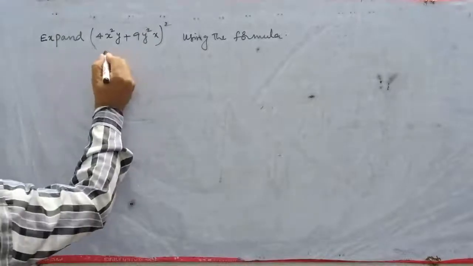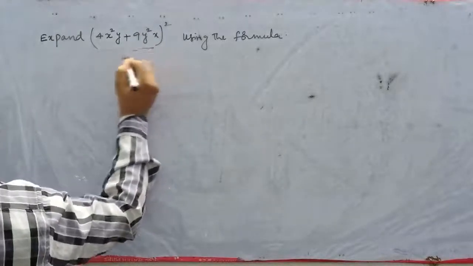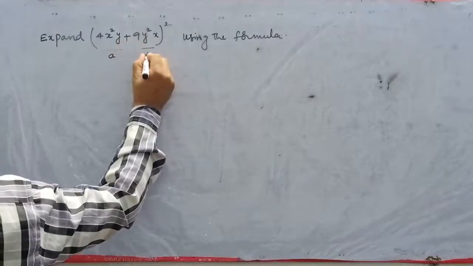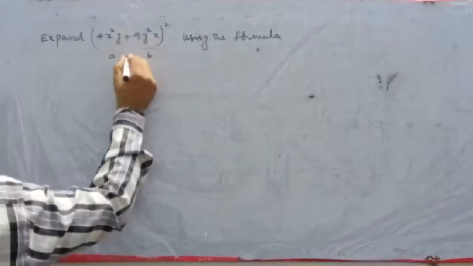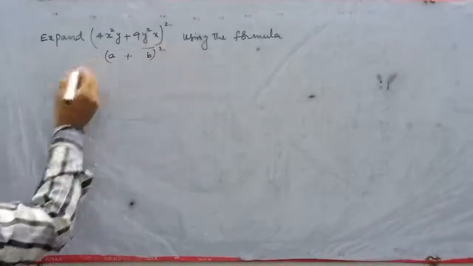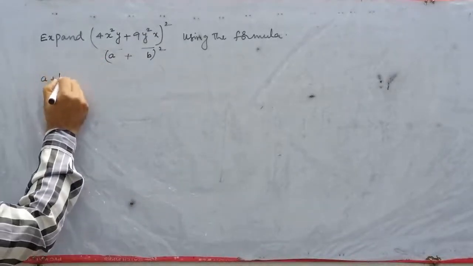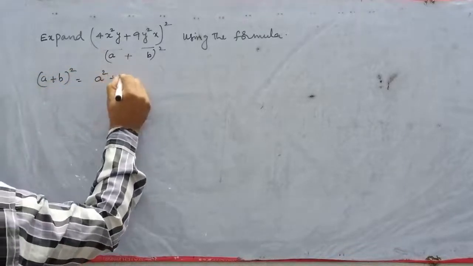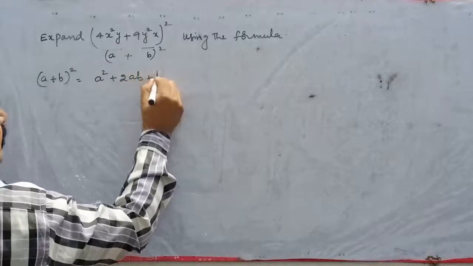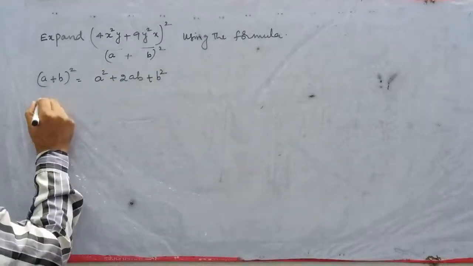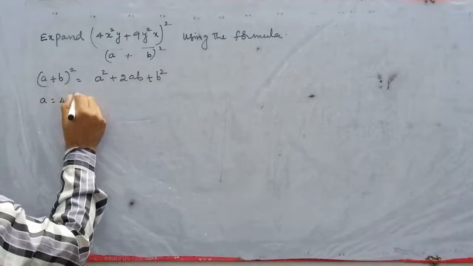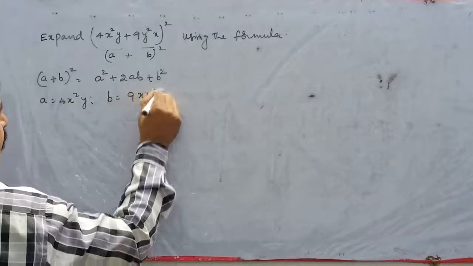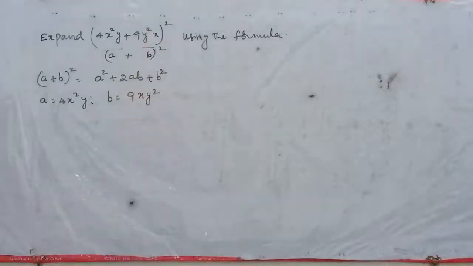Now, this is the first term and this is the second term. In between, there is a symbol that is plus. So, let us suppose this is A and this is B. So, (A plus B) whole square. Now, (A plus B) whole square is equal to A square plus 2AB plus B square, where A is equal to 4x square y and B is equal to 9xy square. 9y square x is nothing but 9xy square also.